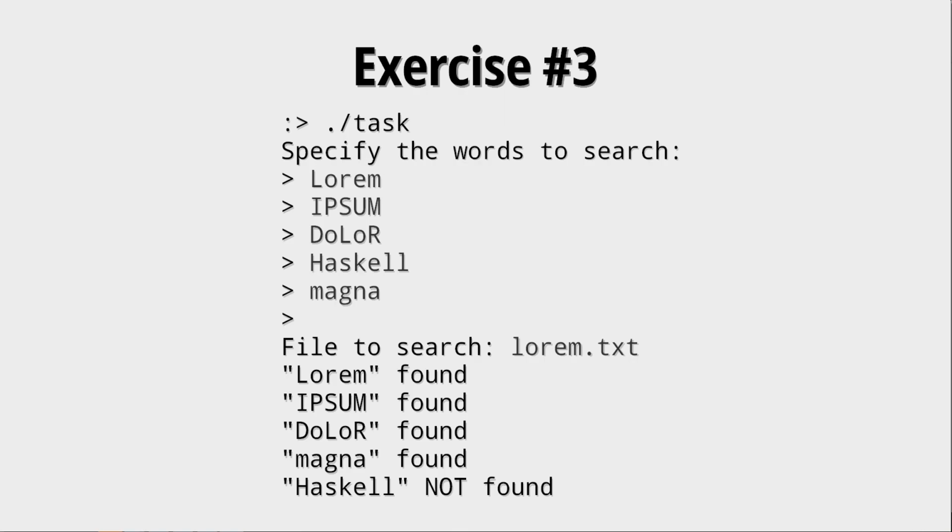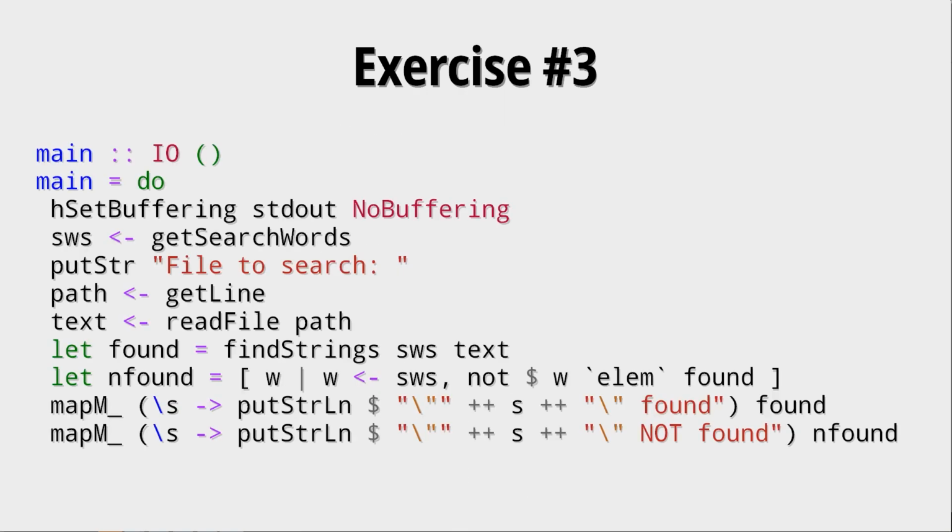Okay, so let's look at the solution to exercise 3. So here is my solution for the main IO action. As we can see, I set the buffering to none. And here are some functions that we will look at in a second. I just want to go over the rough outline of what this program does.